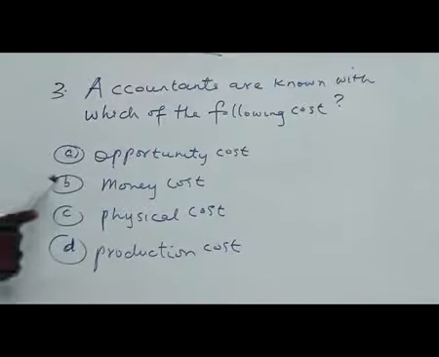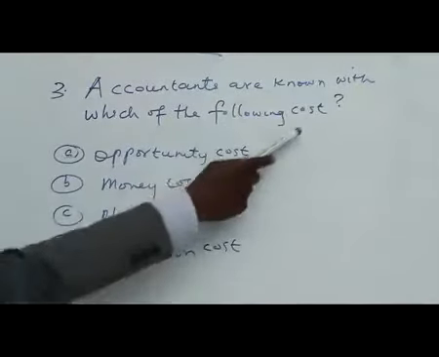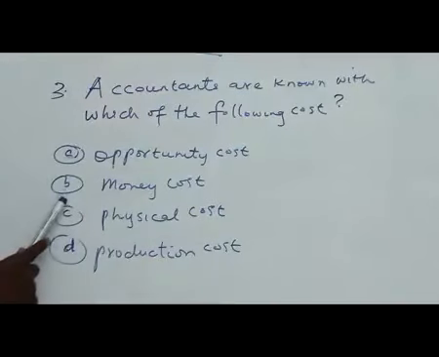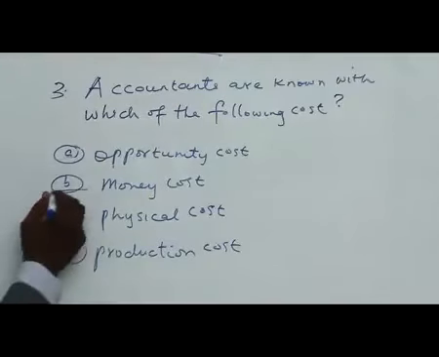Question 3. Accountants are known with which of the following costs? A. Opportunity cost. B. Money cost. C. Physical cost. D. Production cost. The right answer is B.